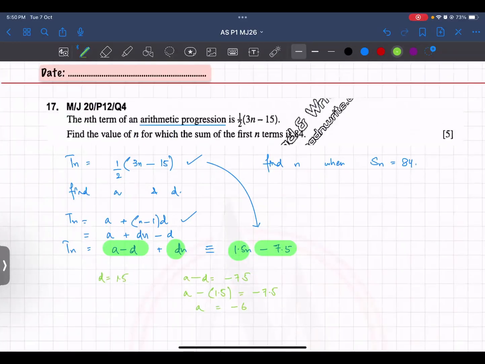So now you have the value of a, you have the value of d. And now you would use the sum of the first n formula, which is n upon 2 times (2a plus (n minus 1) into d), is equal to 84, which they have given you. You don't know n. The 2 will move over there and multiply. So 2 times a is minus 6, plus (n minus 1) into 1.5, is equal to 2 times 84, which is 168.